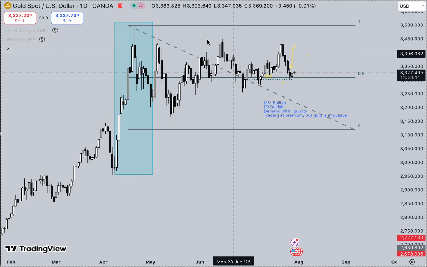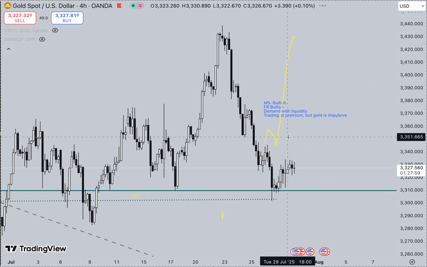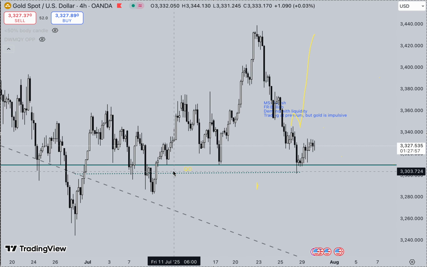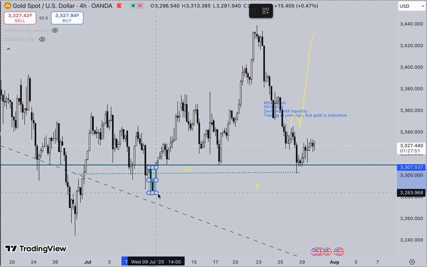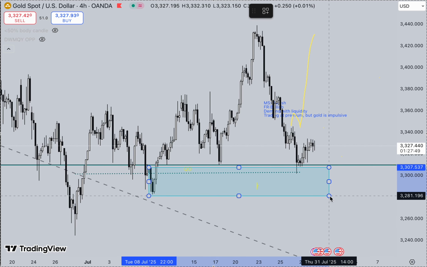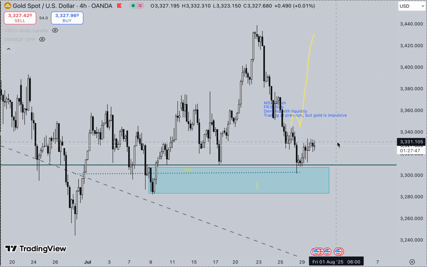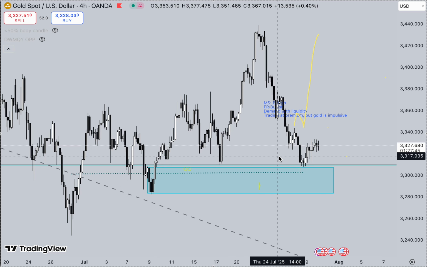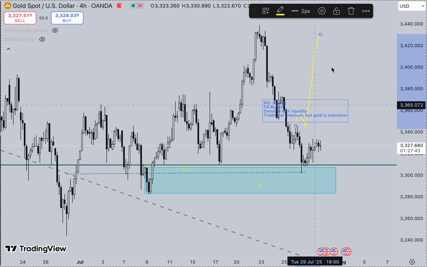So let's see, we're back at the 50%. Let's see if it wants to act as support. What else do we have? We have quarterly open. What do we have here? We have this demand level right here on the 4 hour, which can act, and then we have liquidity grab. So this can act to push the market up higher.